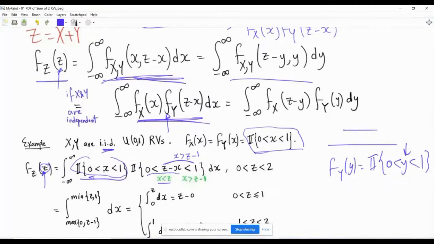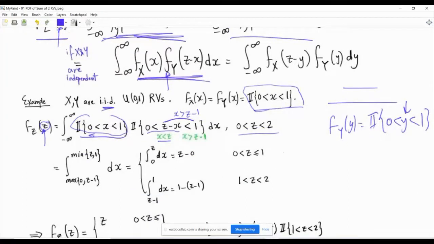Why? Because you are adding two random variables. Each one of them has the range of values from 0 to 1. So basically, the range of the sum is almost surely between 0 and 2. How can you get a negative number? You are summing two non-negative quantities, so you cannot get a negative number. And you are summing two quantities, each one of them upper bounded by 1, so you cannot get a sum that is greater than 2. So basically, small z is living between 0 and 2.